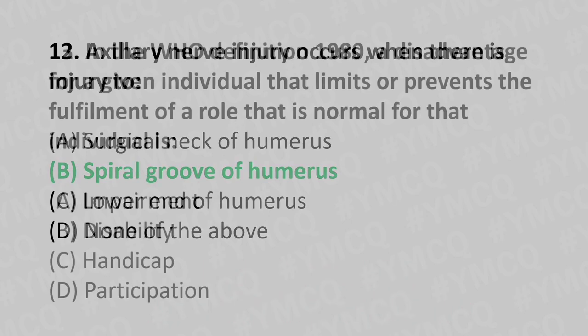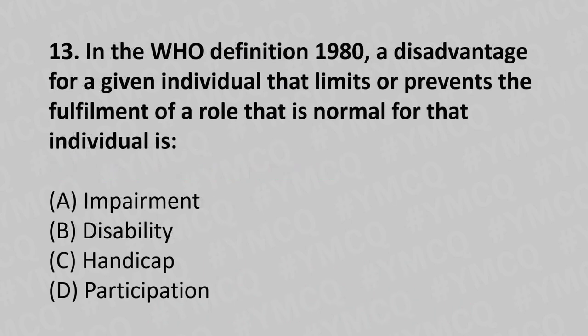Moving to our 13th question. In the WHO definition 1980, a disadvantage for a given individual that limits or prevents the fulfillment of a role that is normal for that individual is option A, impairment. Option B, disability. Option C, handicap. Option D, participation. And the answer is option C, handicap.